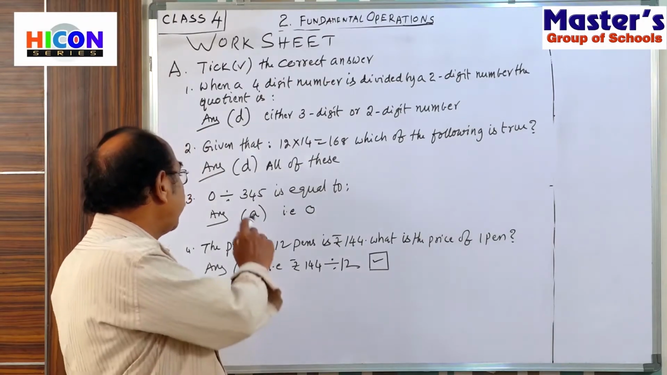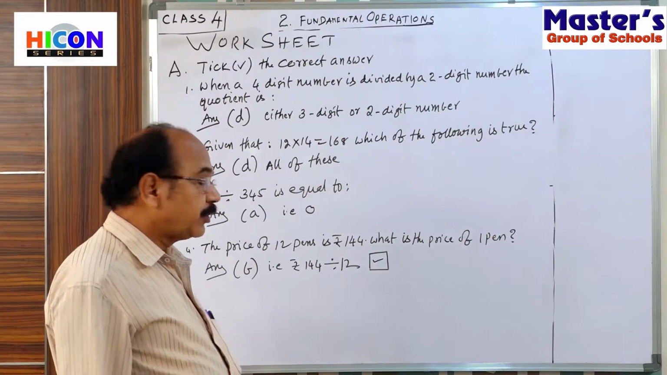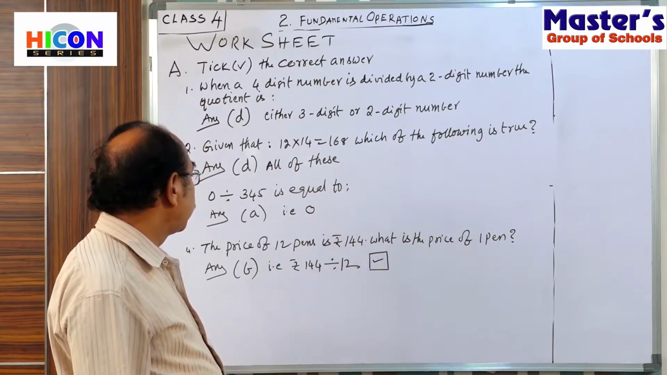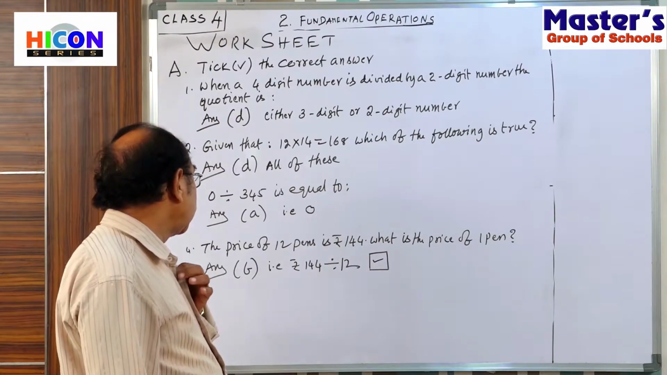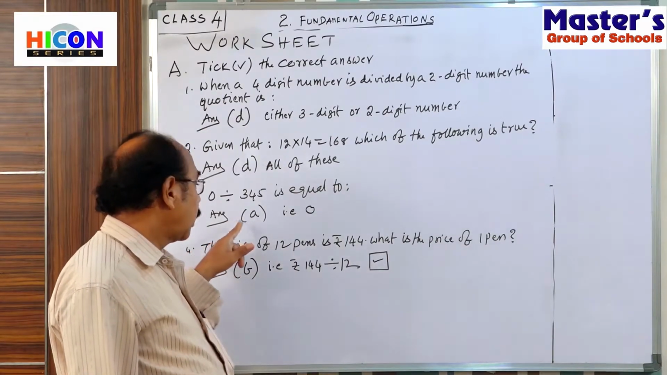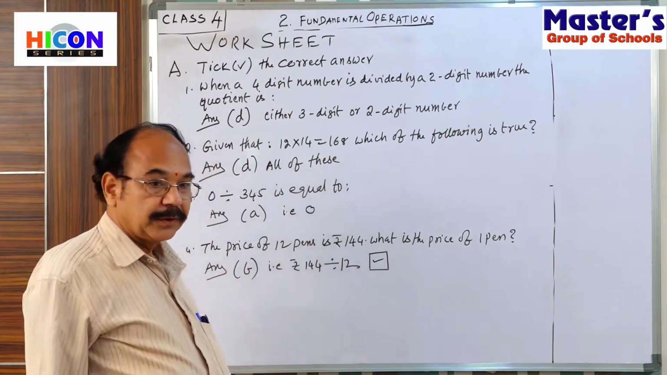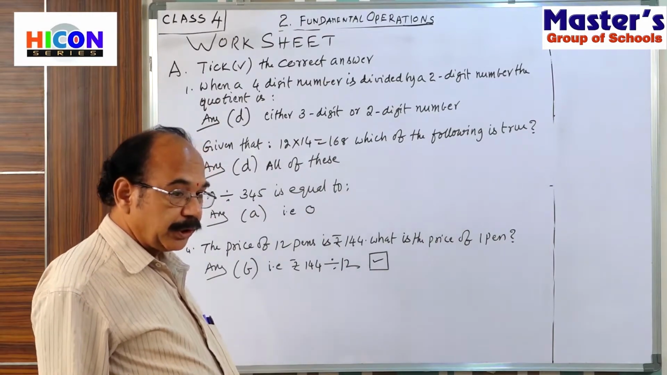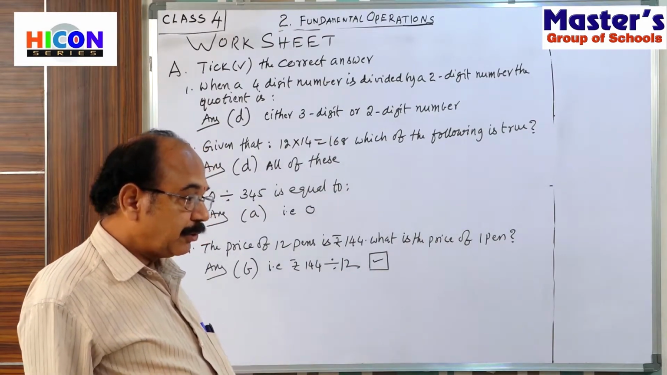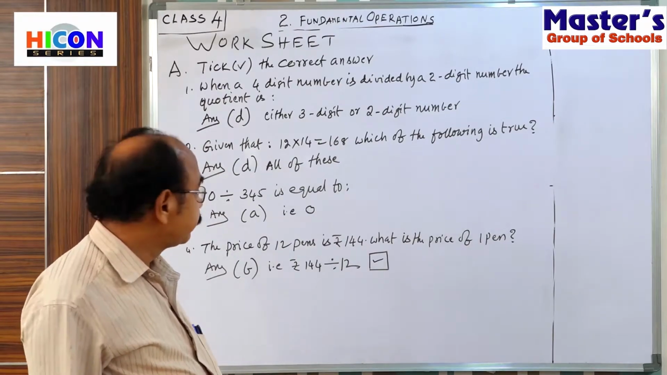The third one says 0 divided by 345 is equal to what? When 0 is divided by any number, the result is 0 only. So option A is correct, that is 0. Here the property is: when 0 is divided by any number, the result is 0.